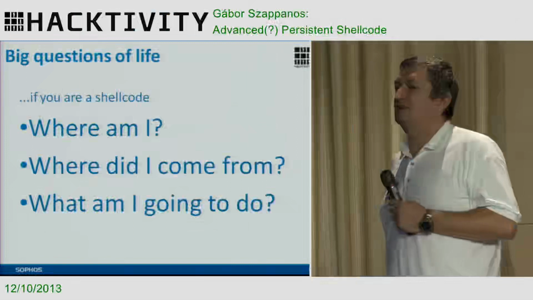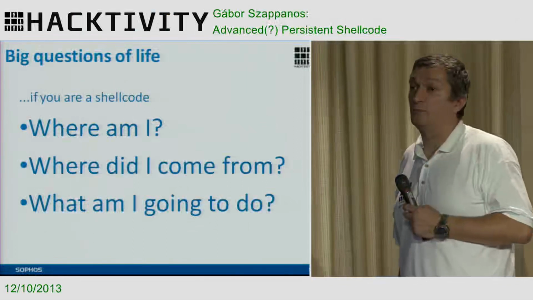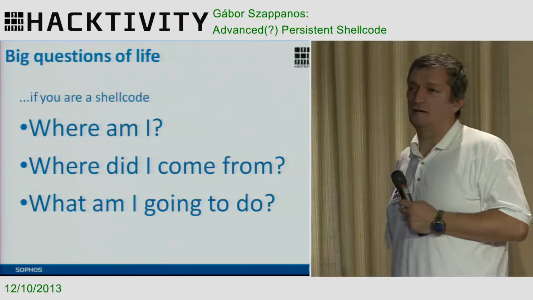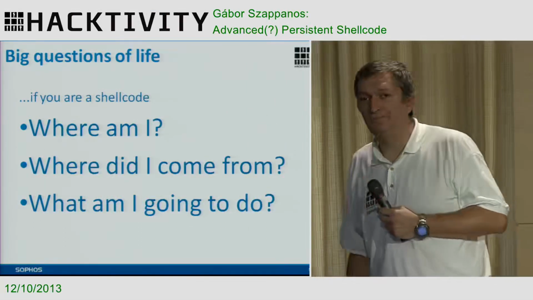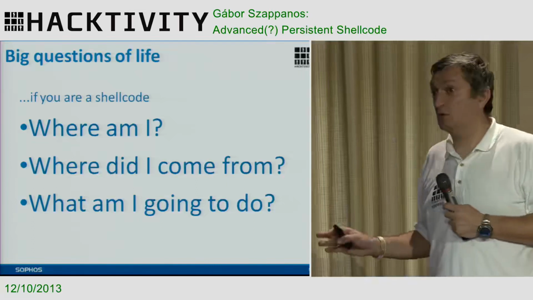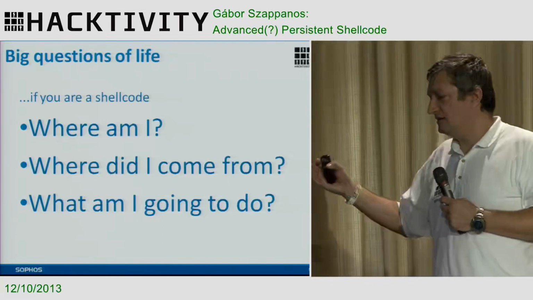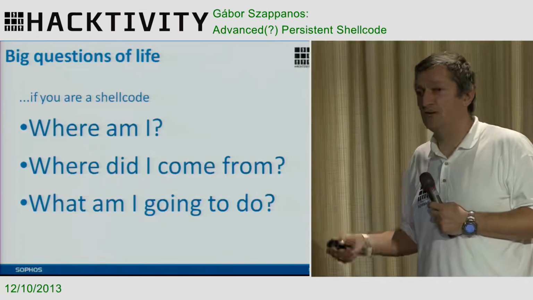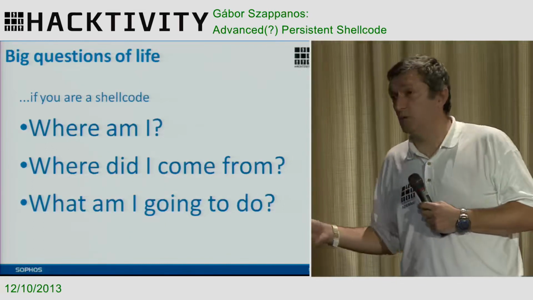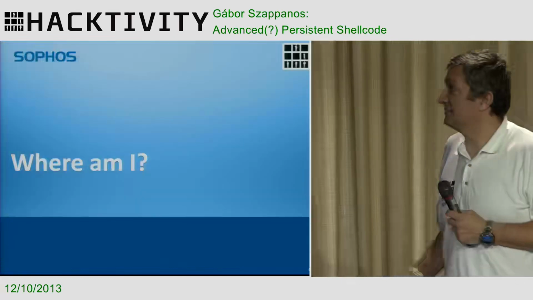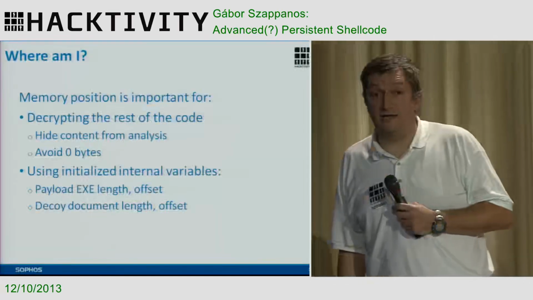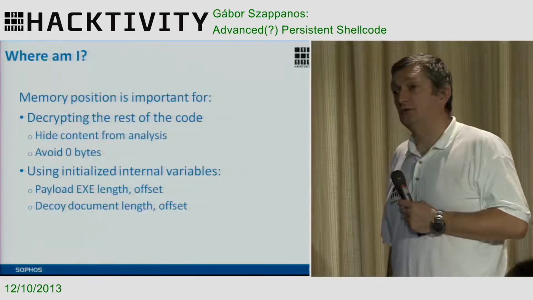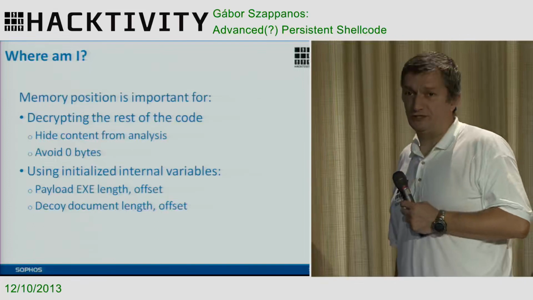Like any other entity, it has to answer a couple of big questions of life, like where am I, where did I come from, what am I going to do? These are the big questions the shellcode has to solve. And these are really the three main steps of execution that every shellcode has to perform, at least the ones involved in document exploitation schemes. Let's see the first one, where am I? The question in this case is that the shellcode has to determine its own memory position.